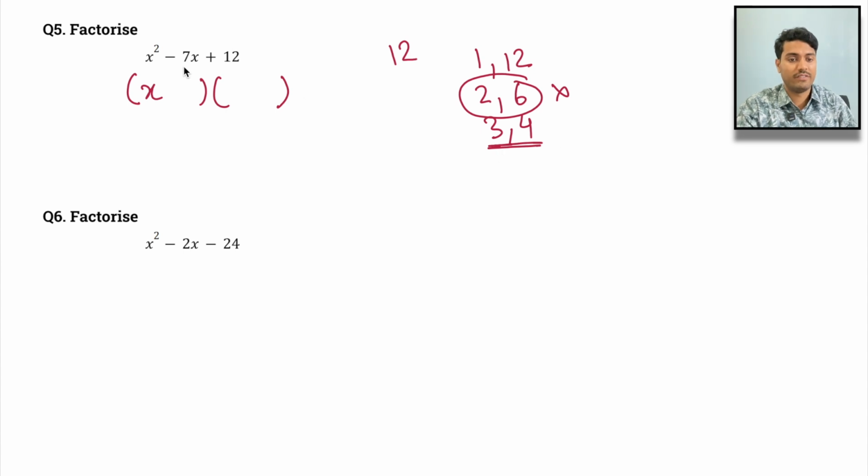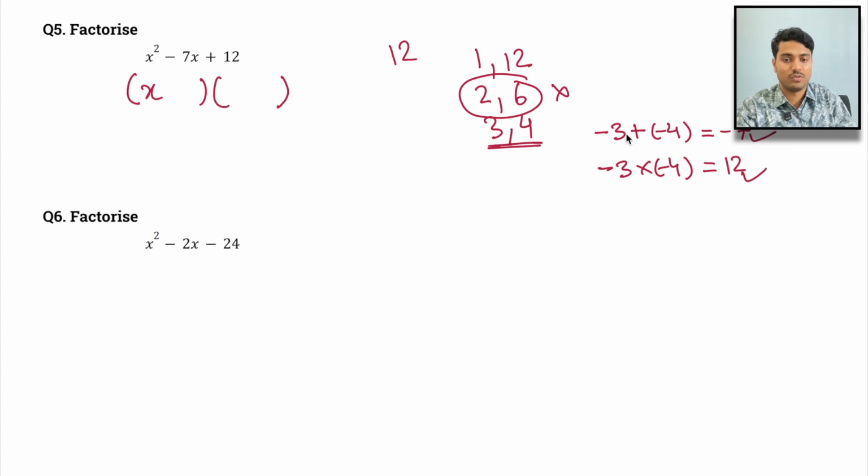See, we want negative 7. Negative 7 is only possible if we add negative 3 with negative 4. We will get negative 7. That means we have to multiply negative 3 with negative 4 to get positive 12. That means we have to use minus 3 and minus 4. So x minus 3 and x minus 4, and that's the answer. I hope this is clear to everyone.